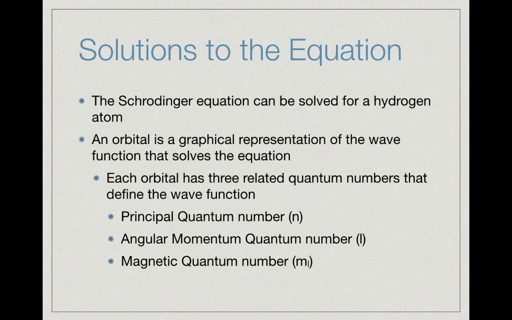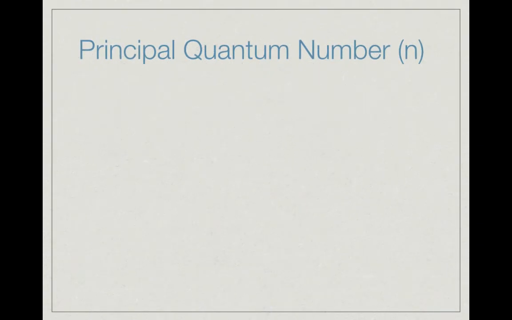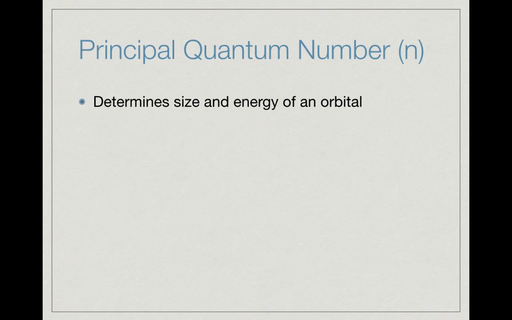There is a fourth quantum number that relates more towards the electrons, and it's called the spin quantum number, and it's given the label m sub s. Well, let's take a look at each of these quantum numbers in detail here.